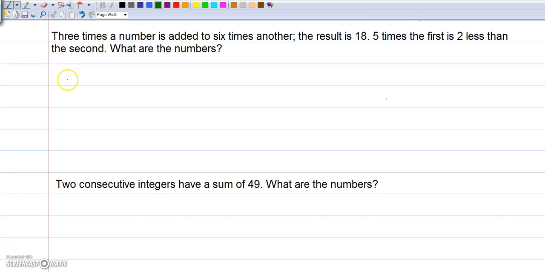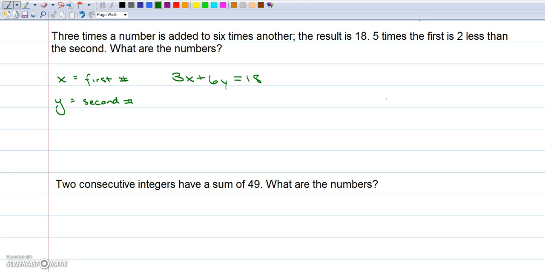3 times a number, x is going to be the first number, is added to 6 times another. Y is going to be the second number. So here it is, first sentence. 3x plus 6y is 18. As long as you take your time and you read it slow, it is there. All the information that you need is good to go.